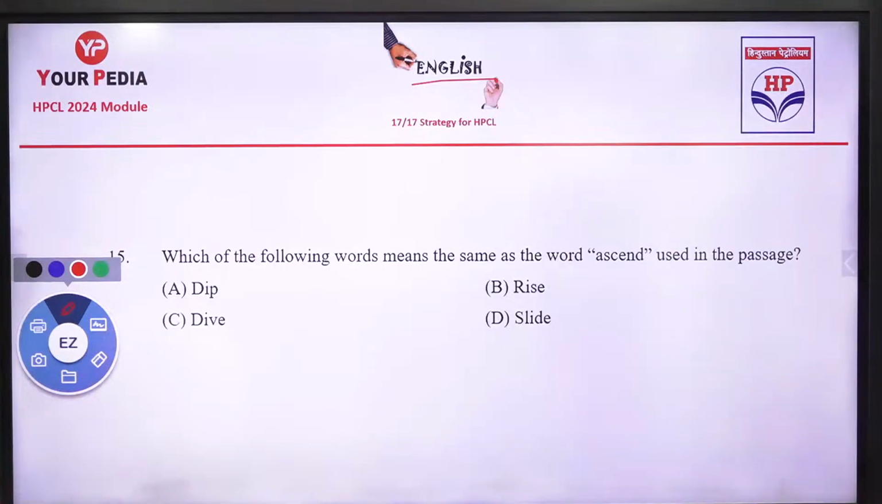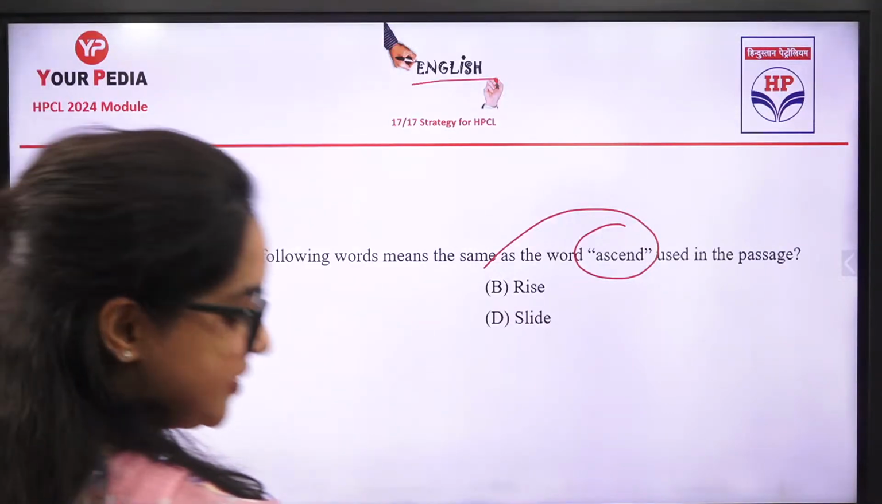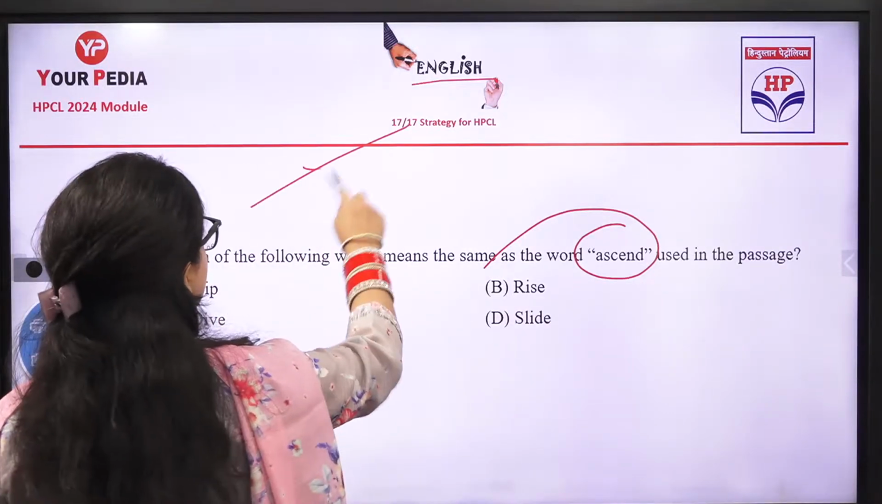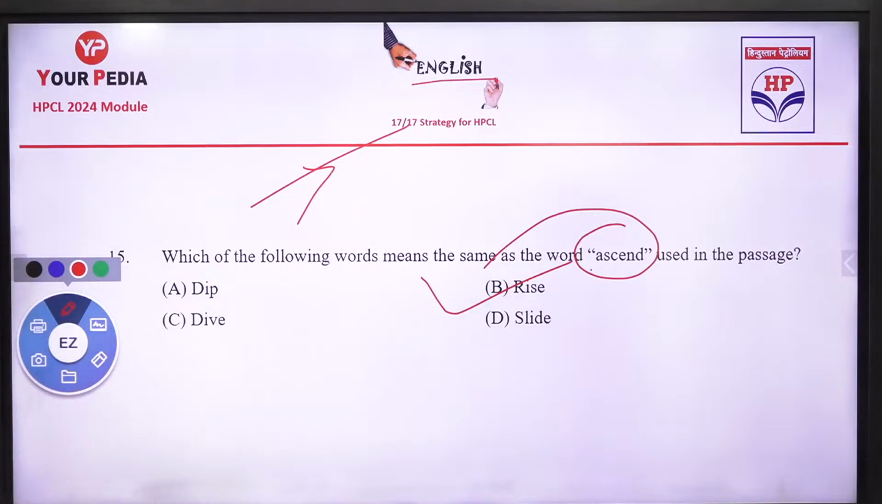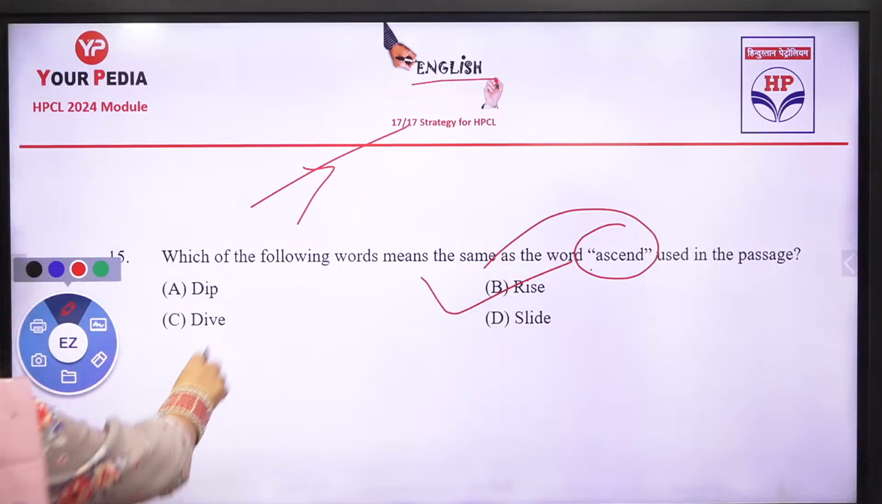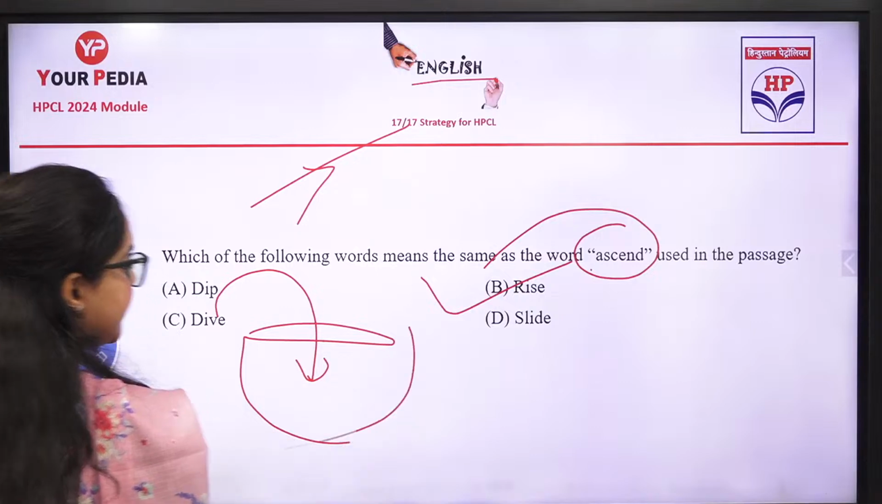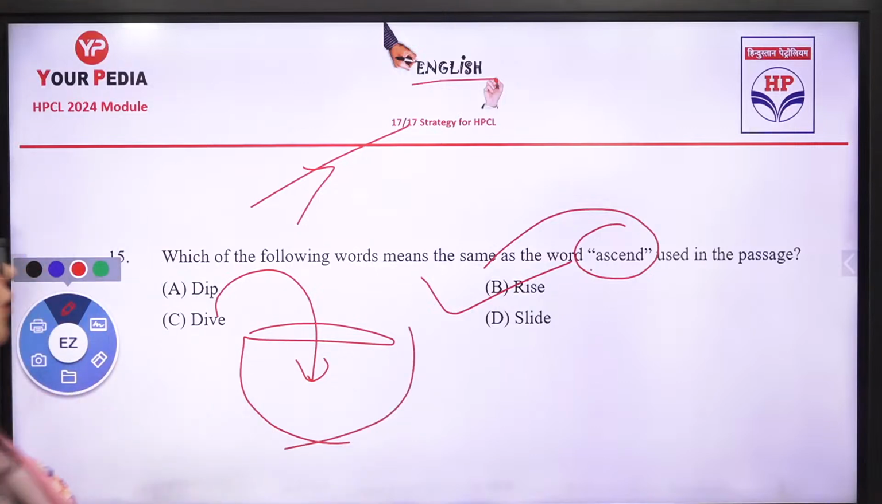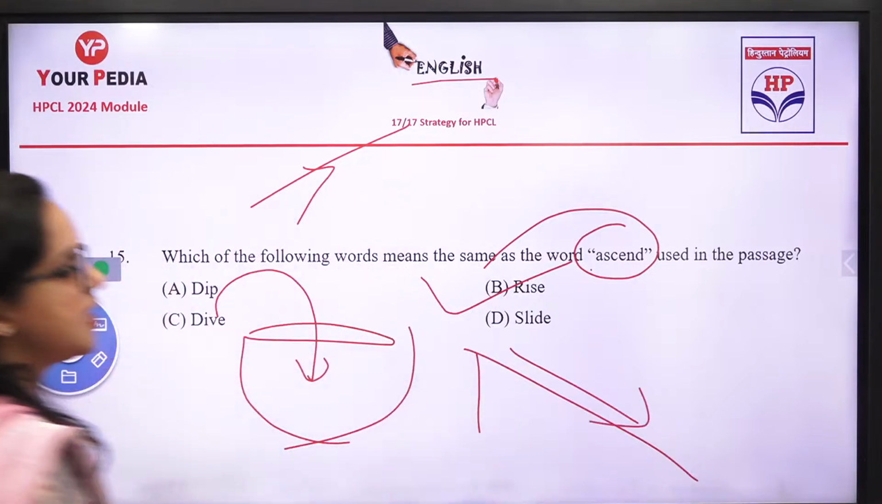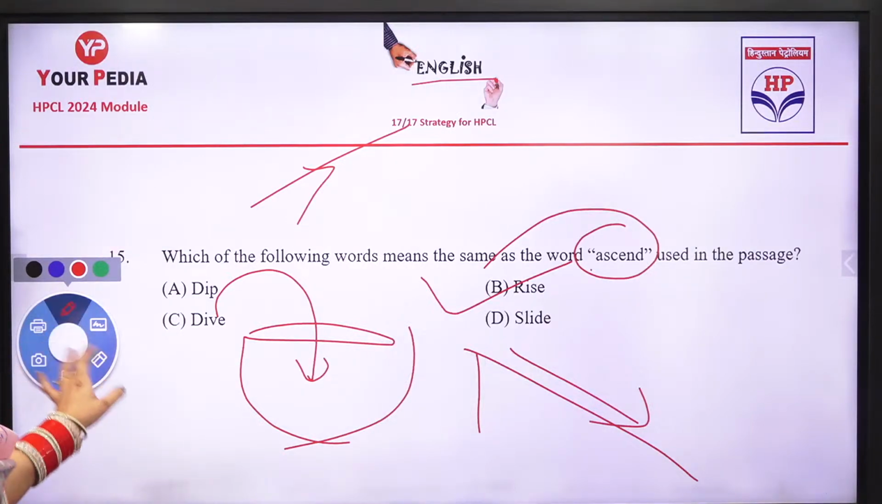What does the word ascend mean in this passage? Meaning of ascend: dip, rise, dive, slide. Easy one, guys. Very nice. Ascend means to increase, that is, to rise, right? Dip is like going inside something. Dive is jumping into the water, that is diving. Slide is also a kind of movement, in the sense of sliding. Good one, everyone answered right.